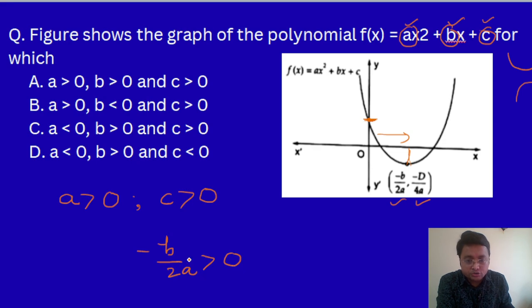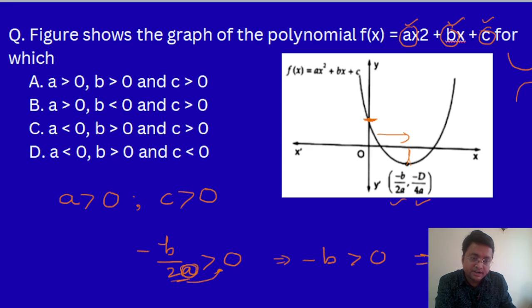Now see here, minus b by 2a. Here a is positive, and 2 is already positive. So if it is a positive number, then directly you can multiply by 0. So what we can say is that minus b is greater than 0. Why? Because here it is positive, so directly you can multiply, and we are very sure that a is positive and 2 is already positive. So now see here, minus b is greater than 0.